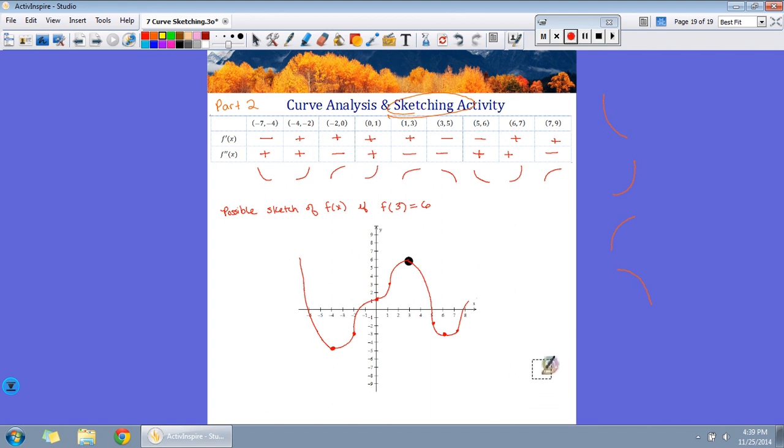And there you have it. There's a possible sketch of f of x with the one point that we were given, and that's all you need to do.